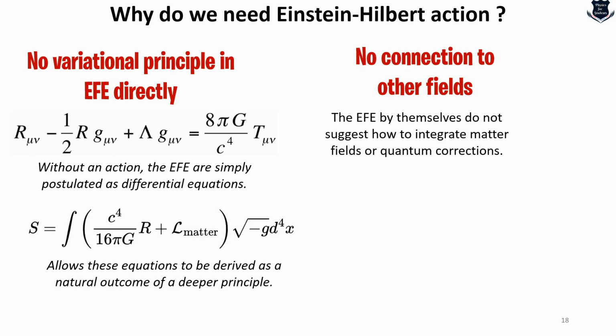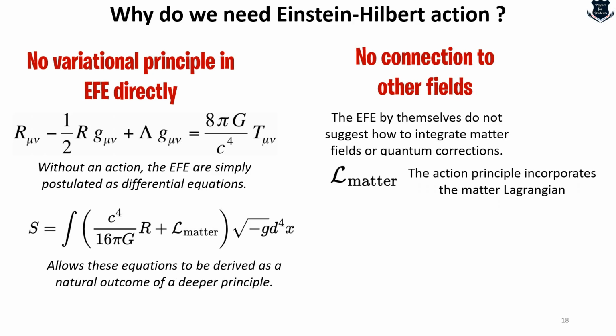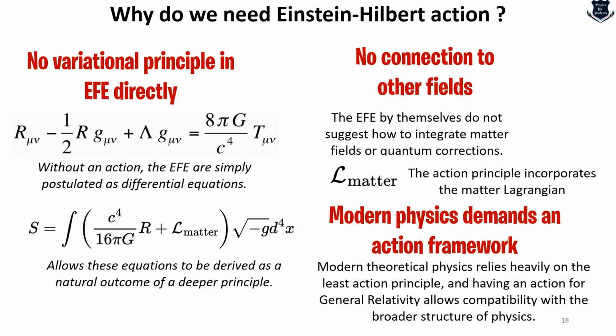EFE does not carry any connection to other fields because they themselves do not suggest how to integrate matter fields or quantum corrections, and the action principle incorporates the matter, that is the Lagrangian L matter, paving the way for other unified theories. Now, modern physics, as you understand, demands a much more action framework. Modern theoretical physics relies heavily on the least action principle, and having an action for general relativity brings better compatibility with the broader structure of physics.